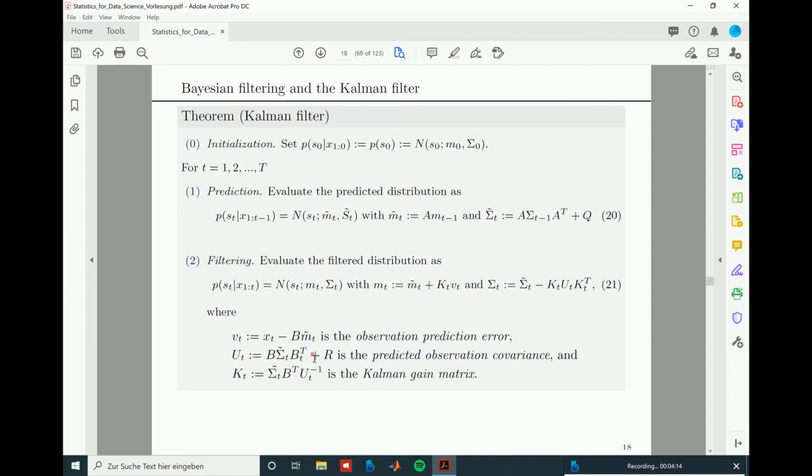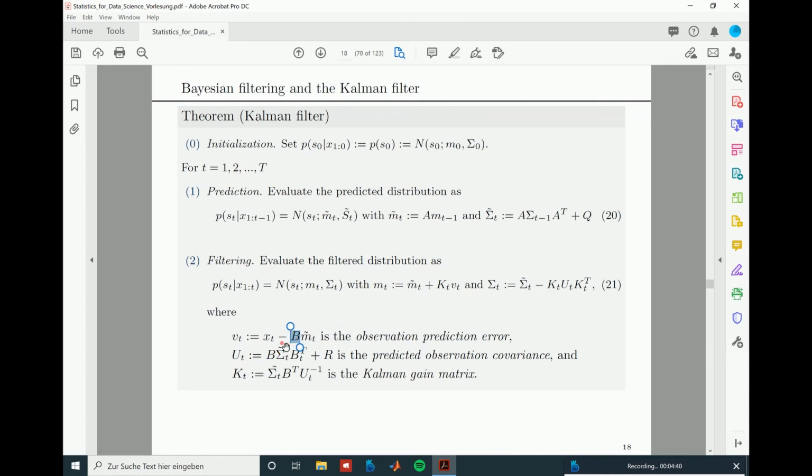It gets then maybe a little bit complex. So you have this v_t, which is the deviation between the observations. So this is where the observation plays a role, and its prediction, by means of the observation matrix.